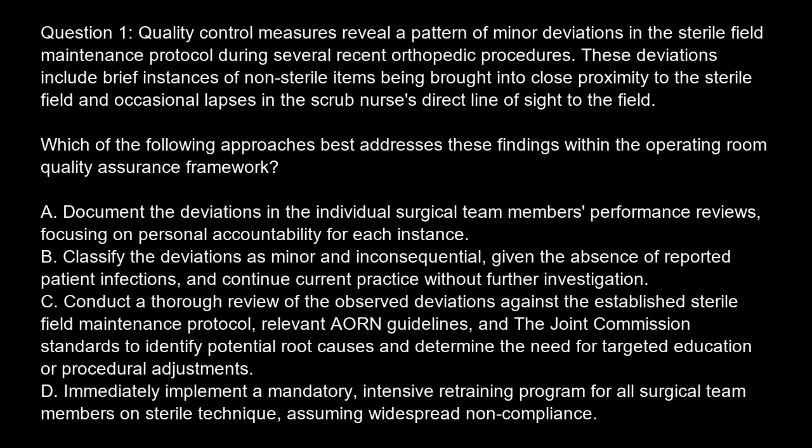Which of the following approaches best addresses these findings within the operating room quality assurance framework? Option A. Document the deviations in the individual surgical team members' performance reviews, focusing on personal accountability for each instance. Option B. Classify the deviations as minor and inconsequential, given the absence of reported patient infections, and continue current practice without further investigation.